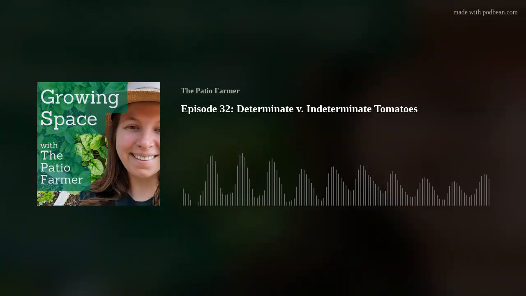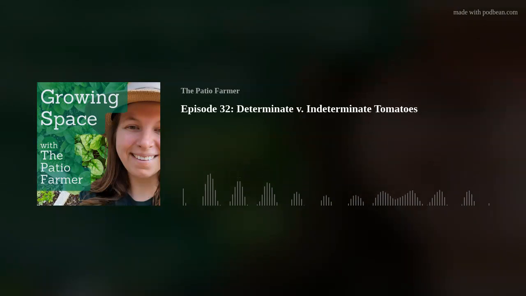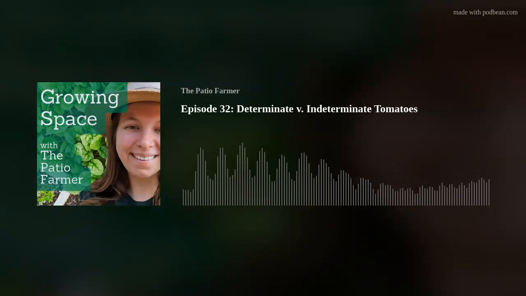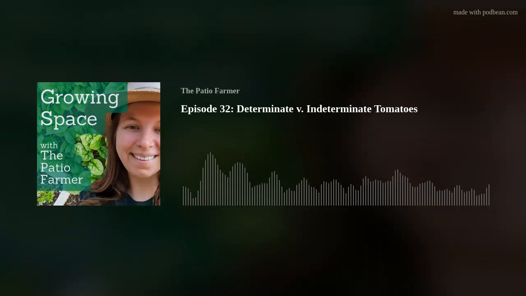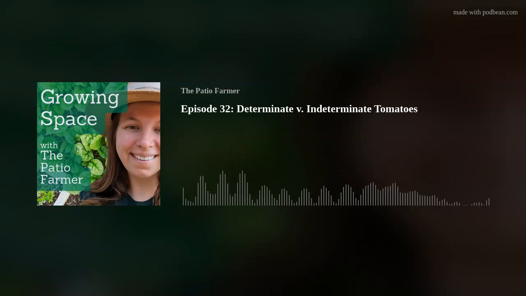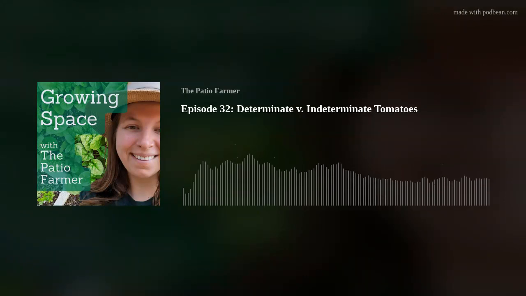Those are your bush tomatoes, right? These are ones that do not vine. They stay a little shorter, a little more compact, and the tomato cage is able to support not only your vertical growth, but also that horizontal productive energy.